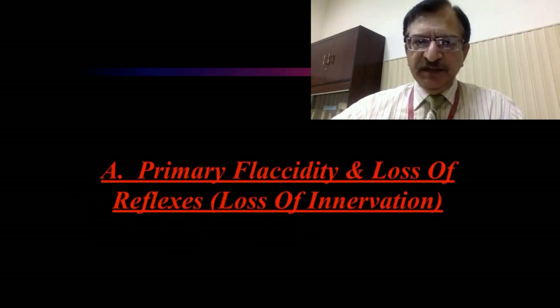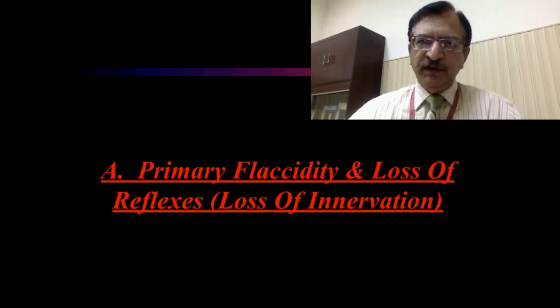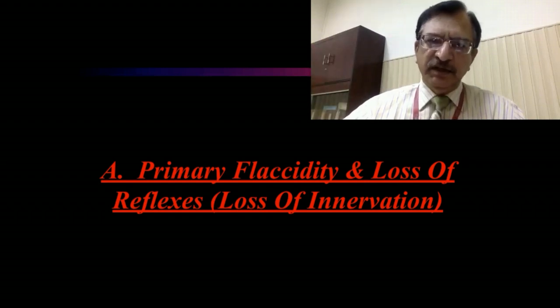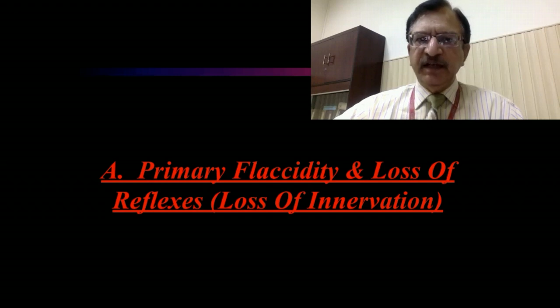The immediate first change seen is primary flaccidity. Immediately the limbs will fall, the head will turn to the side, with immediate loss of power in the muscles. That is primary flaccidity, and the cause of primary flaccidity is loss of innervation, loss of nerve supply, that is cessation of central nervous system functions.